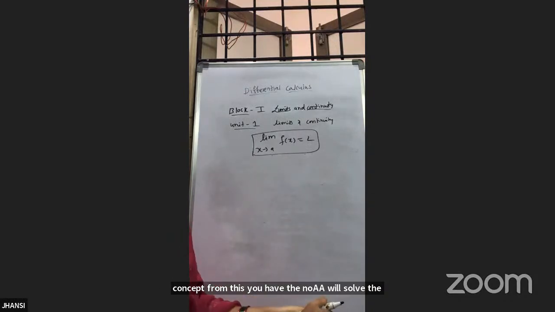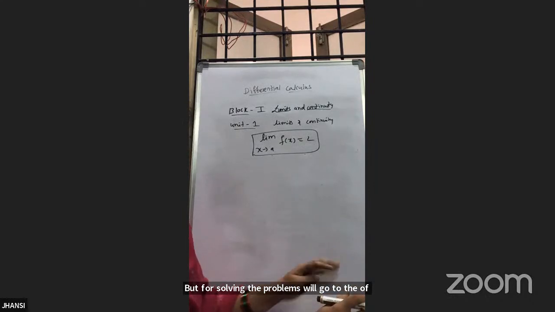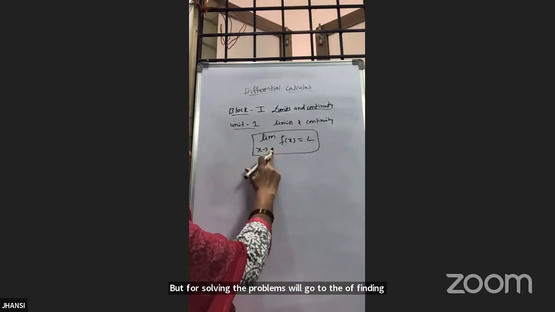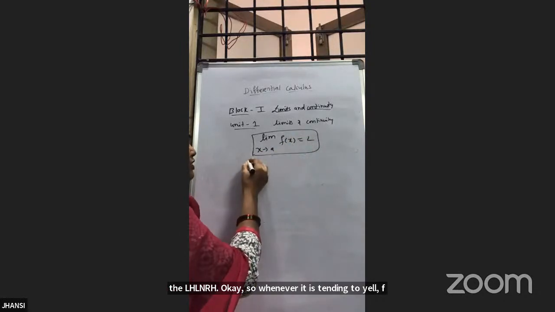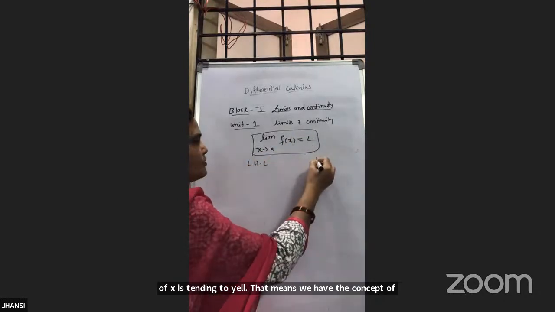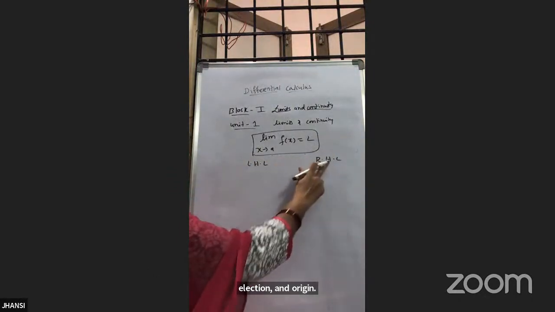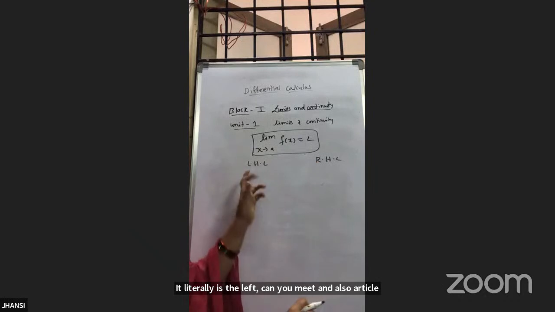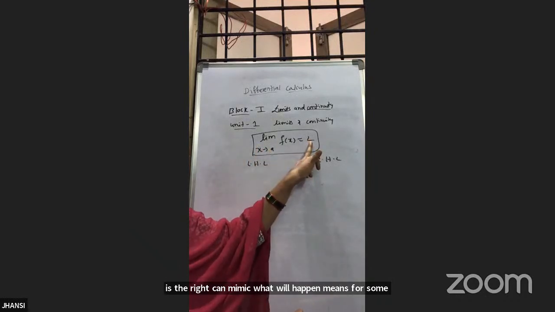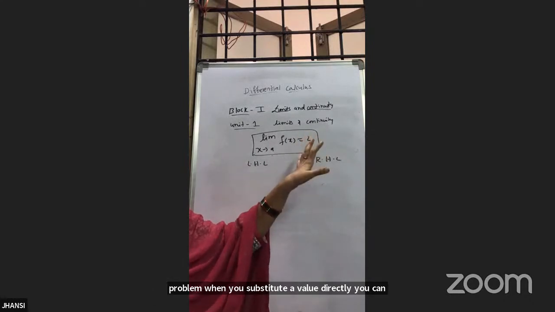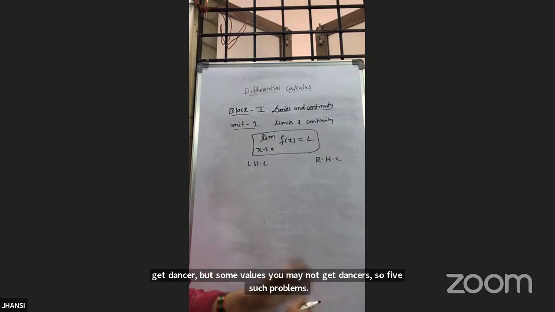But for solving the problems, we go to finding the LHL and RHL. Whenever x is tending to a, f of x is tending to L. That means we have the concept of LHL and RHL. LHL is the left hand limit and RHL is the right hand limit. For some problems, when you substitute the value of a directly, you can get the answer. But for some you may not get the answers. So for such problems, we will see the approximation.